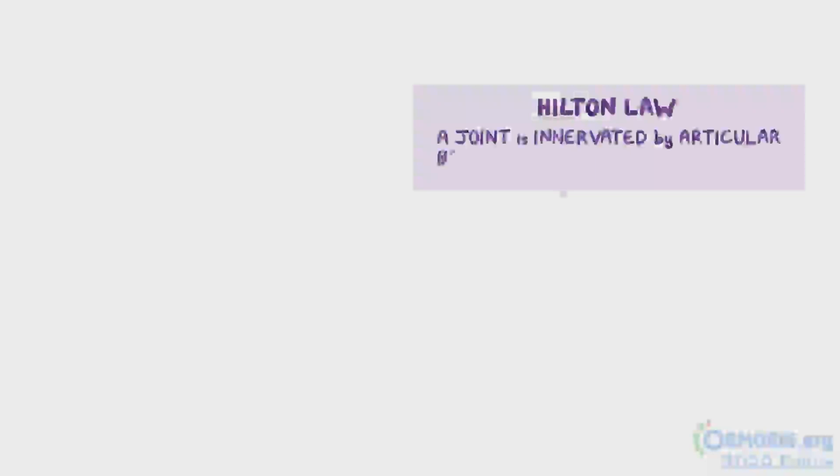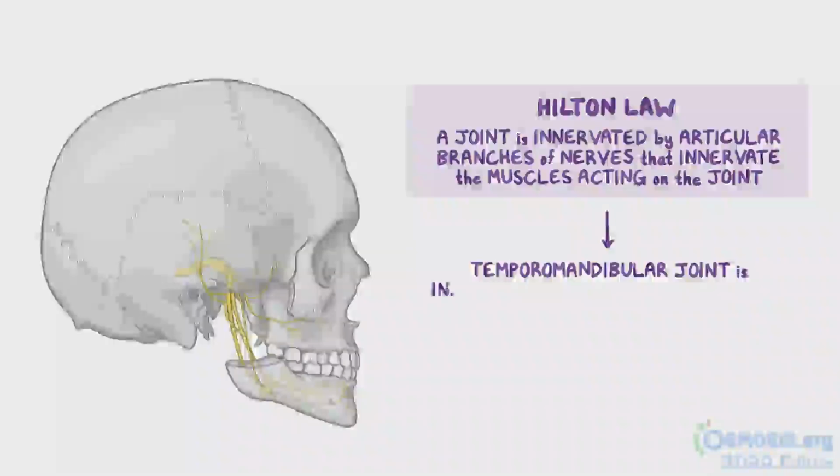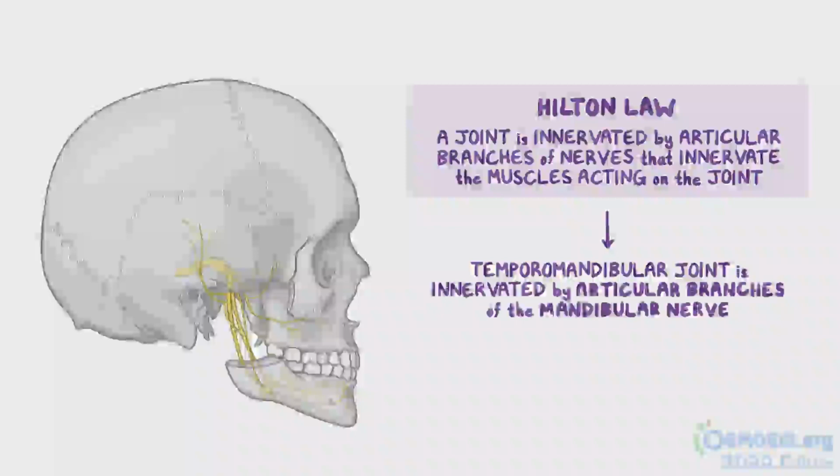Lastly, let's talk about the innervation of the temporomandibular joint. Hilton's Law says that a joint is innervated by articular branches of nerves that innervate the muscles acting on the joint. So naturally, the temporomandibular joint is innervated by articular branches of the mandibular nerve, specifically branches of the auriculotemporal and masseteric nerves.